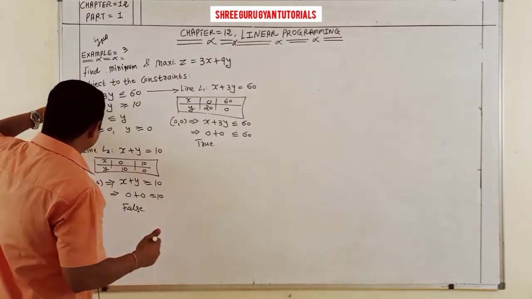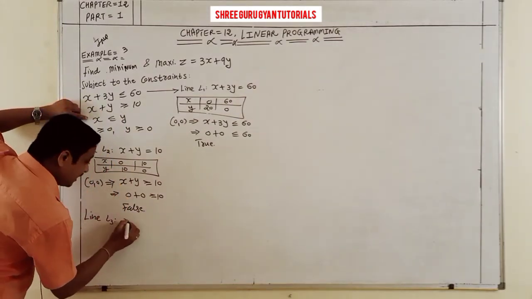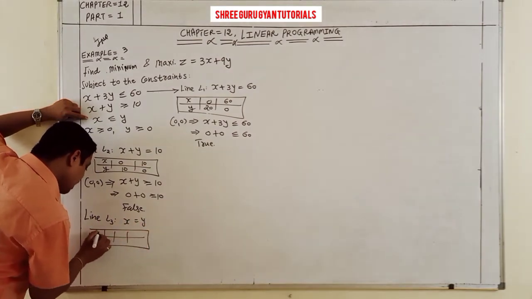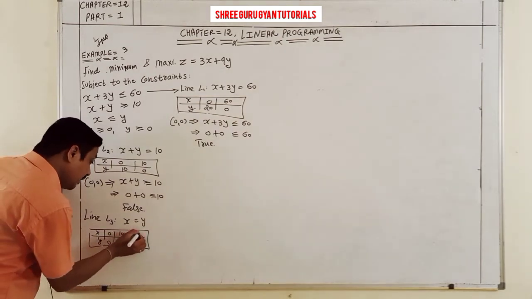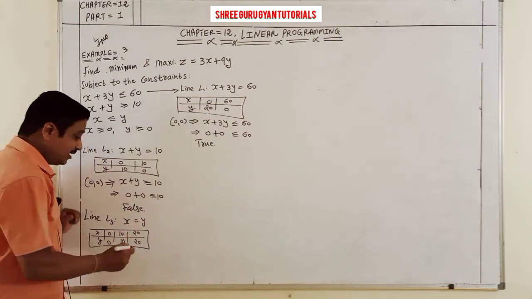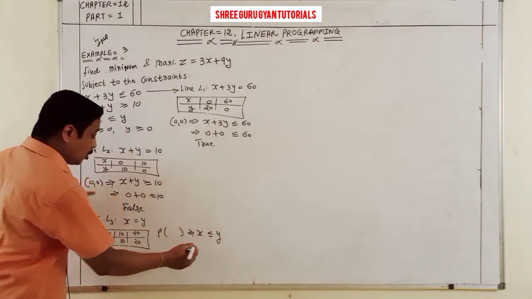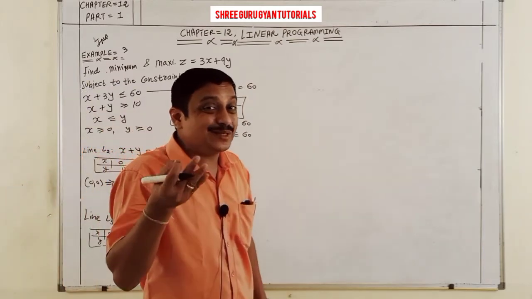Yes, and the 3rd line L3 is x is equal to y. It's very easy. If you take x 0, y 0, x 10, y 10, 20, 20, and here I will check one point on another side, but not checking 0, 0 here because this line itself passes through the origin.